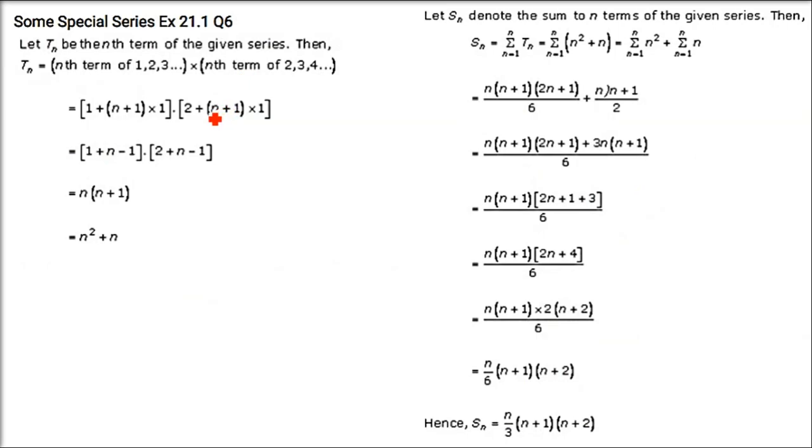Next one is an NCERT question. The question is 1 cross 2 plus 2 cross 3 plus 3 cross 4 plus 4 cross 5. So this is the series. The last term will be some P cross Q. So P is the last term of 1, 2, 3 like this.